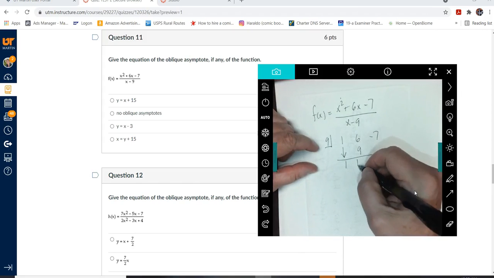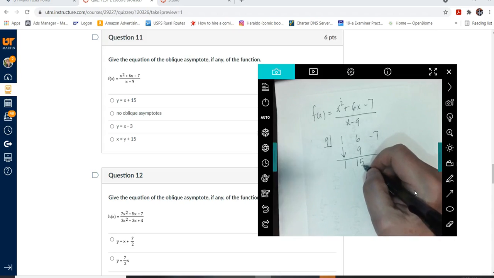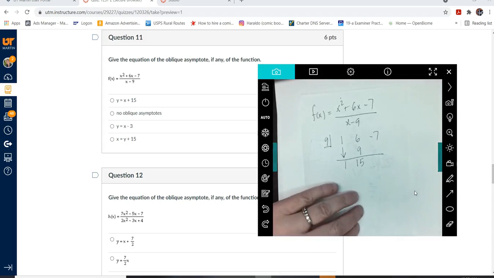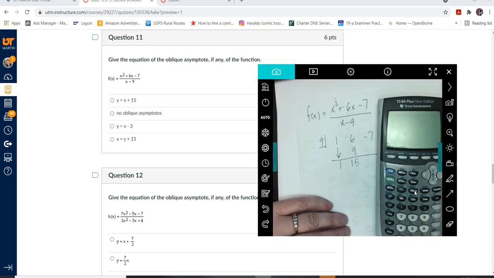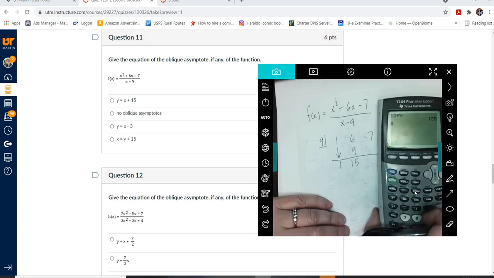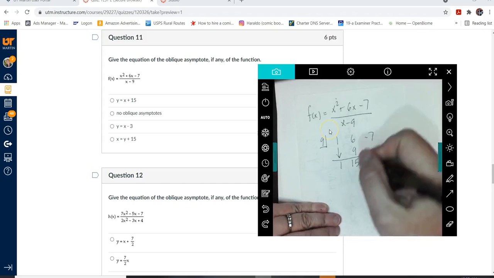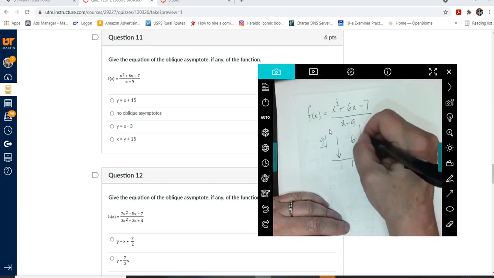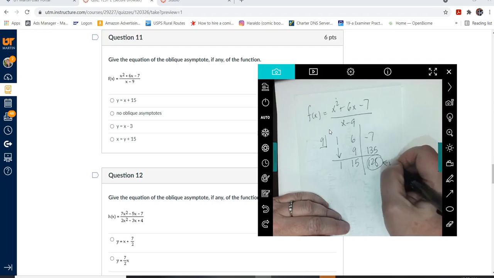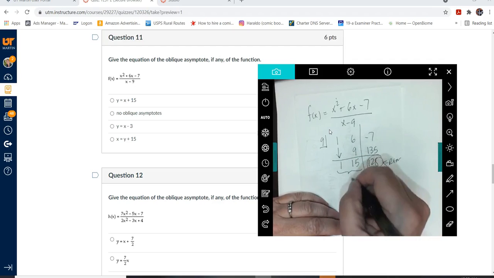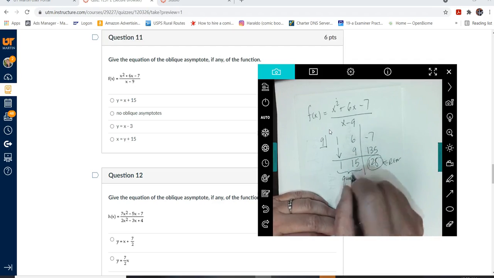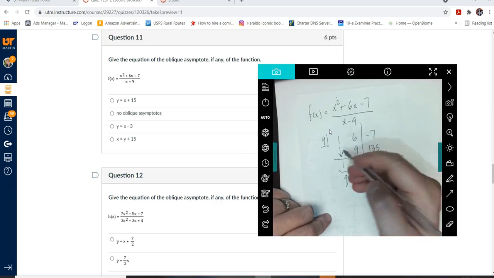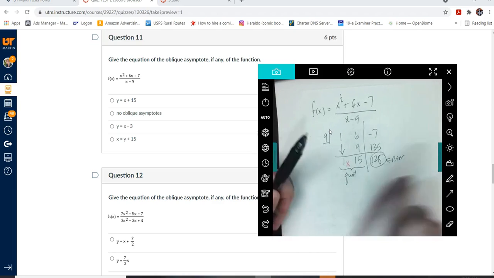Okay, I add, and 15 times 9 is 135. And then I add and get 128. That's my remainder, which I don't need. Those are the coefficients of the quotient. So that's my constant, and that's my x term.